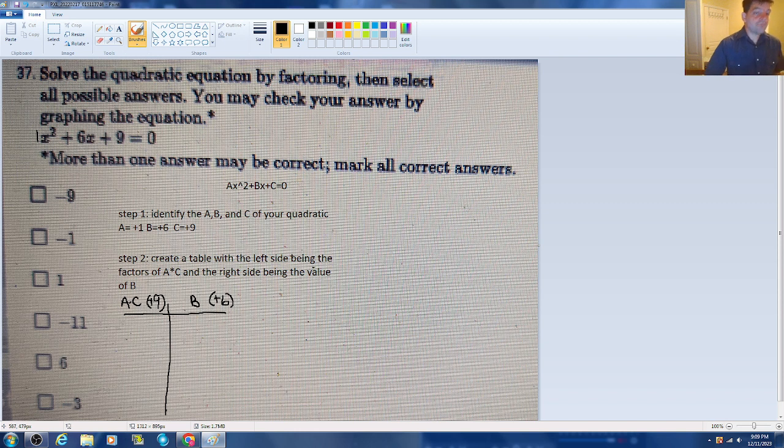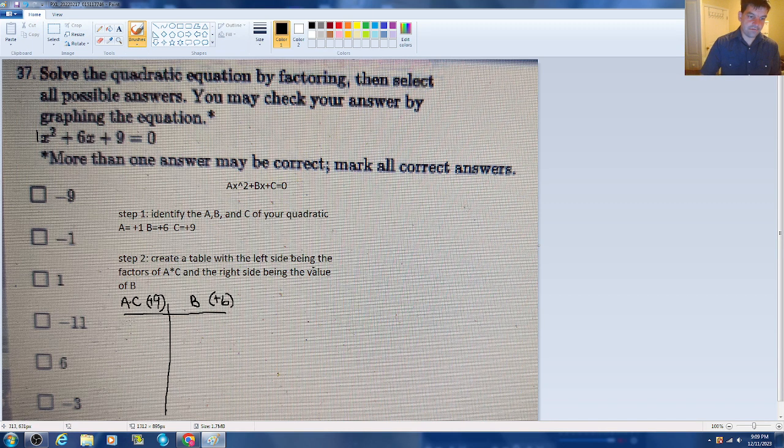But what I also want to stress to you is that remember there are 2 ways that you can multiply 2 numbers to get a positive number. You can multiply 2 positive numbers, or you can multiply 2 negative numbers. So that's important to keep track of when you're listing all of your factor pairs. So I'm going to start listing all of the possible factors of positive 9 as pairs.